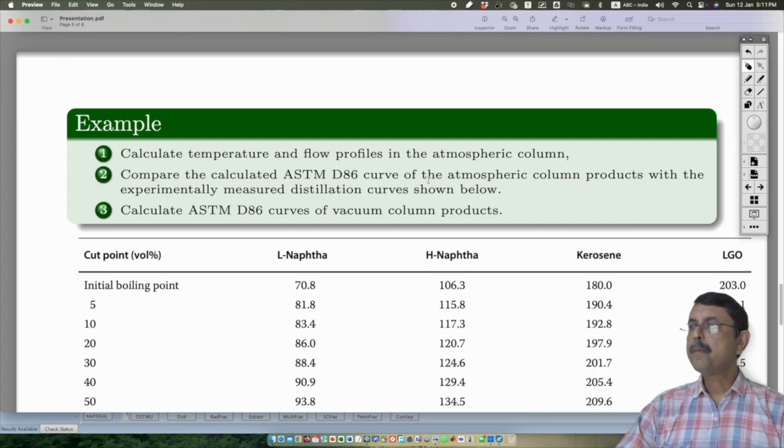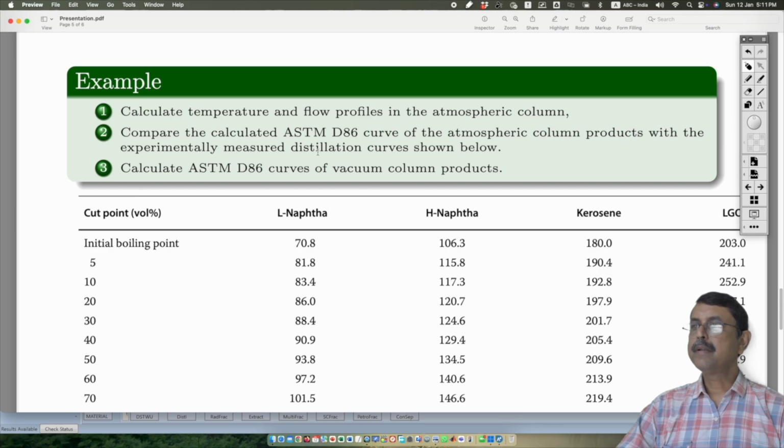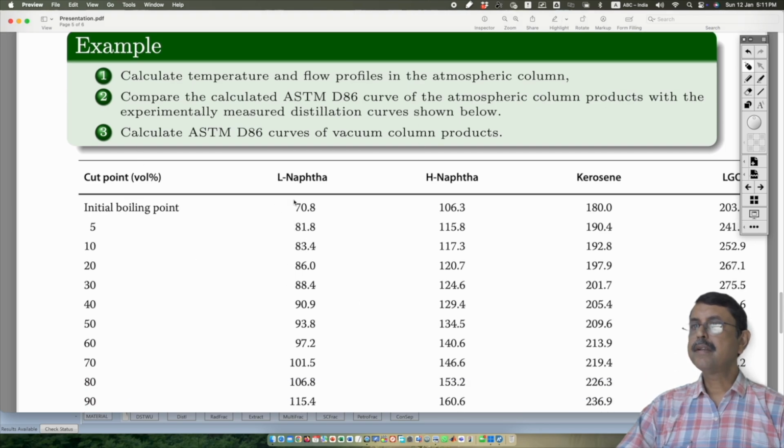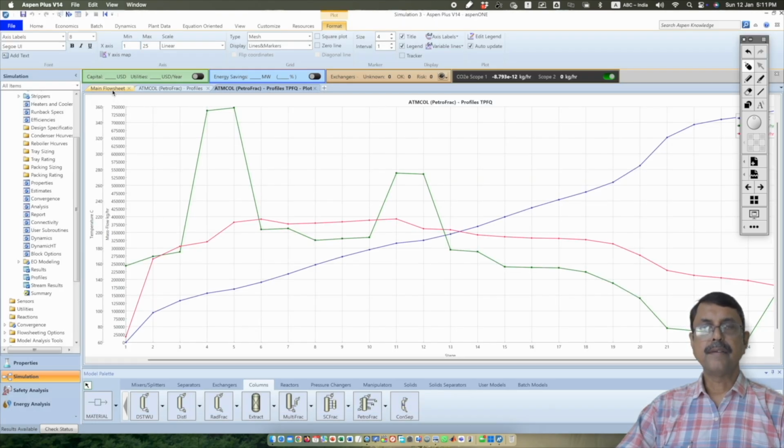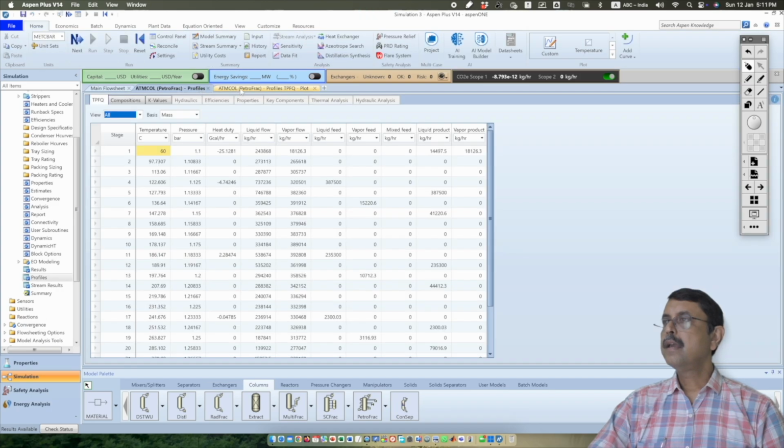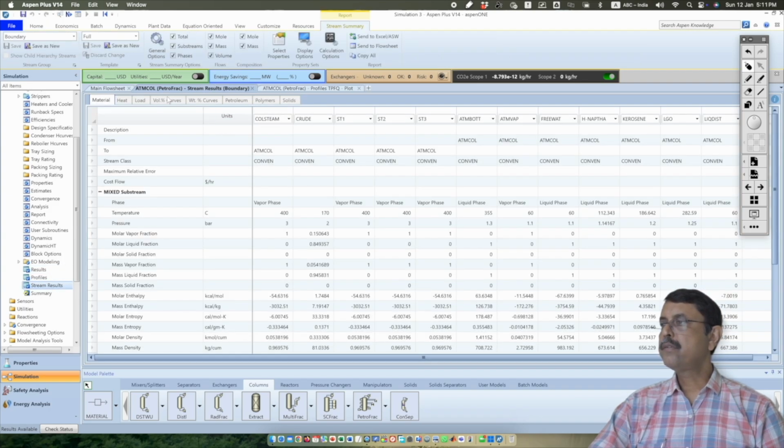And compare the calculated ASTM D86 curve of the atmospheric column products with experimentally measured distillation curves. Experimentally measured distillation curves are given over here. I mean, curves are not given, but boiling points are given. But we have to find out the calculated ASTM D86 curve. But ASTM D86 curves have not been calculated. They are found over here in stream results. In the stream results, these volume percent curves are not activated.